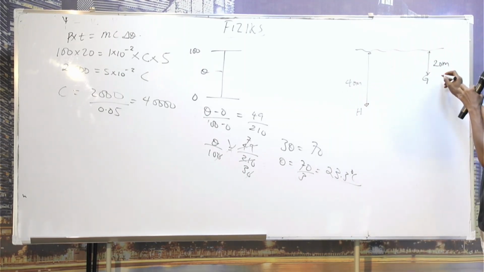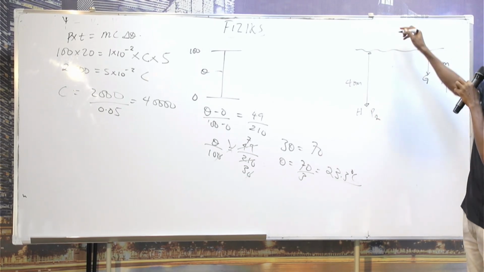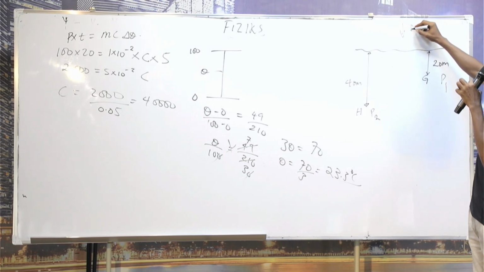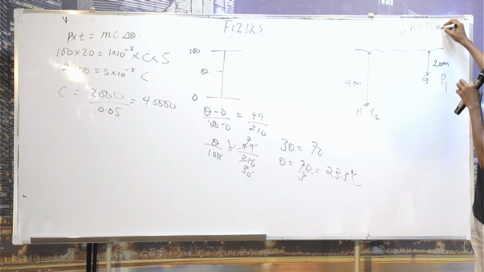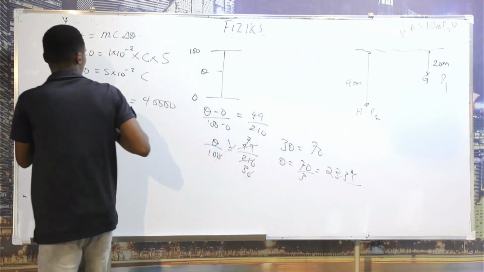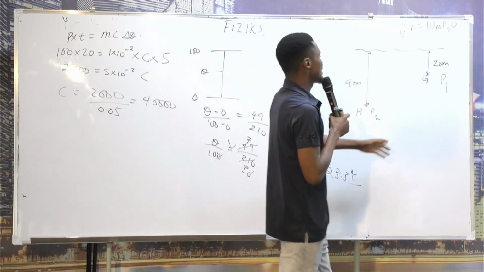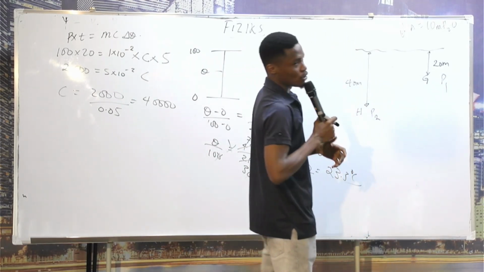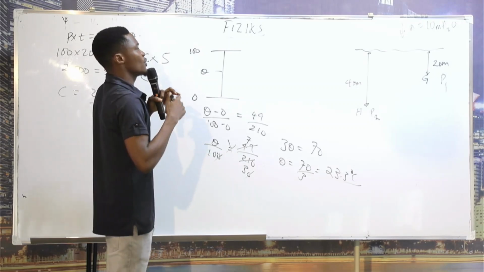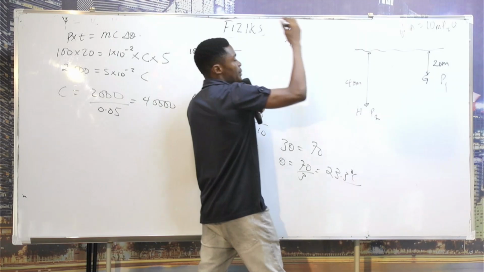They said the pressure at G is P1 and the pressure at H is P2. Atmospheric pressure they gave as 10 meters of water. So if I know atmospheric pressure, then I can determine the values of P1 and P2. According to the question, we should find P2 over P1. Let's find P1 first.